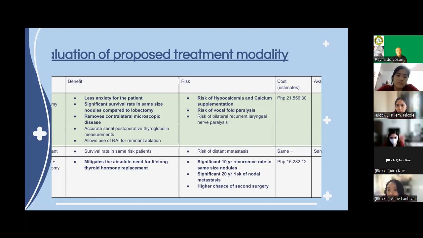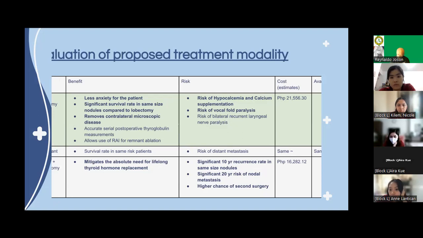For lobectomy po, ang risk niya po is the 10-year recurrence rate in same size nodules is significantly higher in lobectomy, and the 20-year nodal metastasis of lobectomy is significantly higher than total po. The risk of distant metastasis was not found to be significant, and there is also a higher chance of having a second surgery.